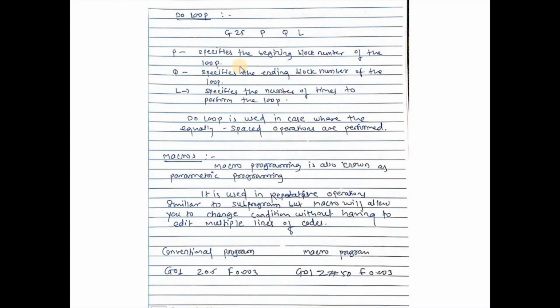Then you can see here the do loop. One example we will take: G25 P Q L.